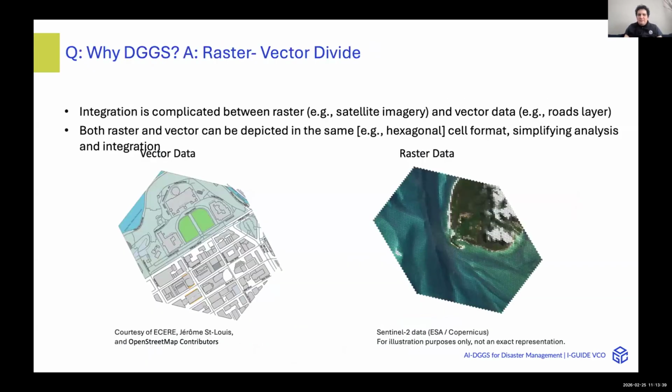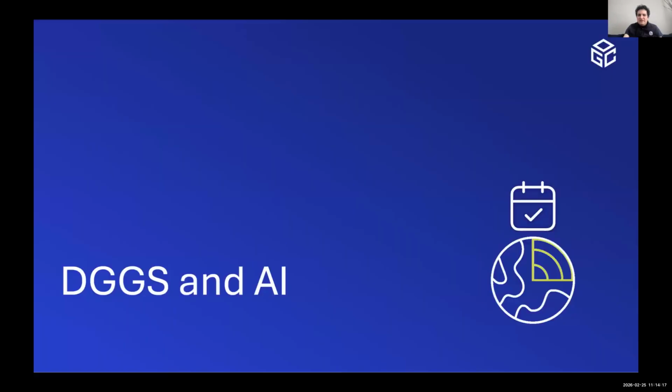Another part that is important in the context of DGGS is the raster vector divide. So integration is complicated between raster and vector. If you have dealt with overlaying vector data on the raster, you have seen this problem. DGGS will resolve this problem in future, hopefully, at some point. It does even now, but not to the extent that we do want to. But it will provide faster calculation, and that's a very big thing regarding this vector raster divide. And you can have them both in a single grid. So computationally, that's way faster than our previous methods.